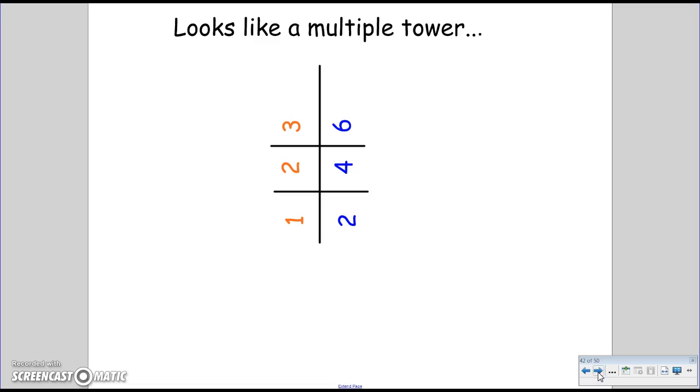If we flip our ratio table on its side, it looks an awful lot like a multiple tower. You spent some time working on multiple towers in 4th grade. Think of the ratio table as a fantastic 5th grade version of a multiple tower. We're able to use our ratio table for multiple purposes, but really, it's just a glorified way of skip counting.